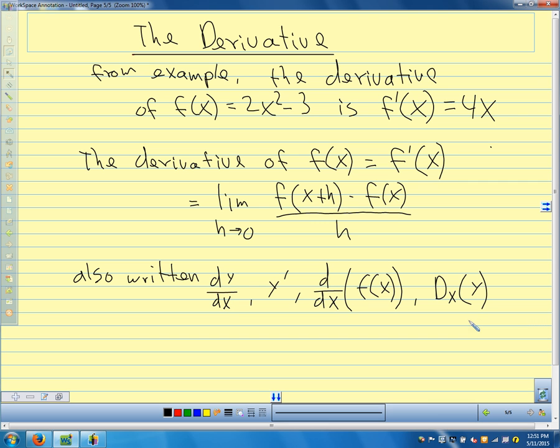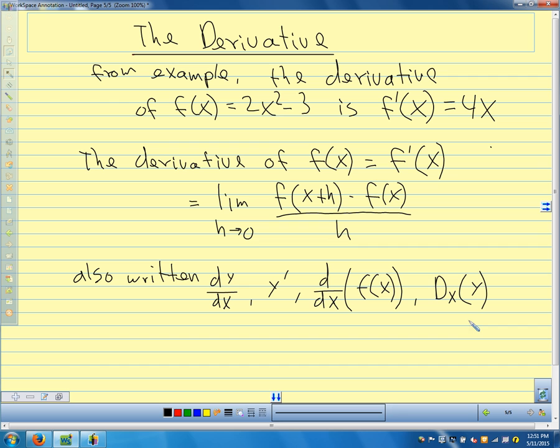Yes? What happens if there's a variable in the exponent? If there's a variable, then this limit gets a lot harder to evaluate. So if you had like an exponential function, then you have to learn more about limits and evaluating limits to figure out how to come up with the derivative of those. Like what if it was 2 to the x? Right. Or sine x or cosine x. Yeah. Those get a lot more tricky. Okay. So we're going to work with pretty nice functions to find a derivative. All right, questions?